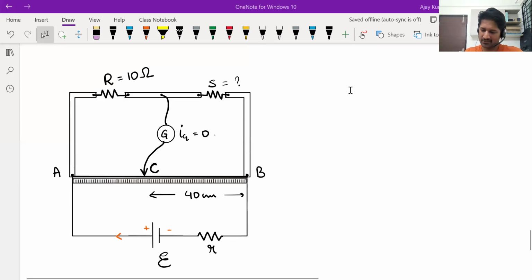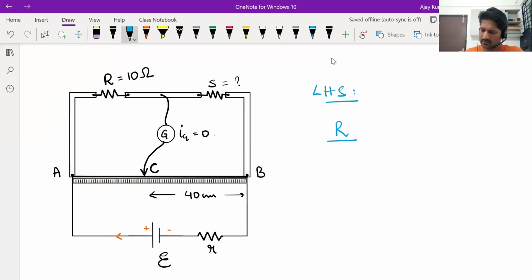Okay, it's a balanced Wheatstone bridge. Let's write the balancing condition. Yashmit, you tell me, what is the ratio of resistors on the left hand side? I'm not asking the exact ratio, at least the names or anything you can tell. How do you write ratio of resistors on the left hand side? R and for 100 minus 40. Okay, so resistance R and resistance between A and C. What about ratio on the right hand side? Or what are the resistors on the right hand side? S and R CB, resistance between C and B.